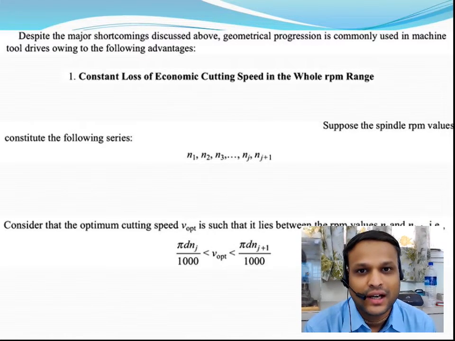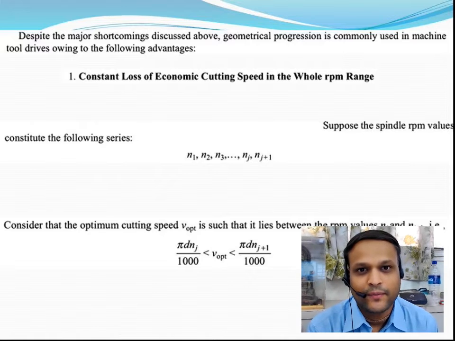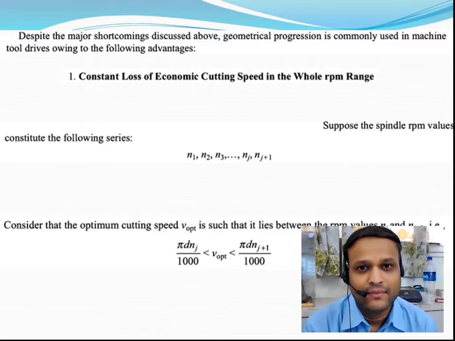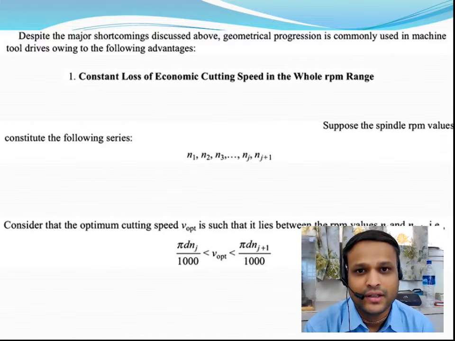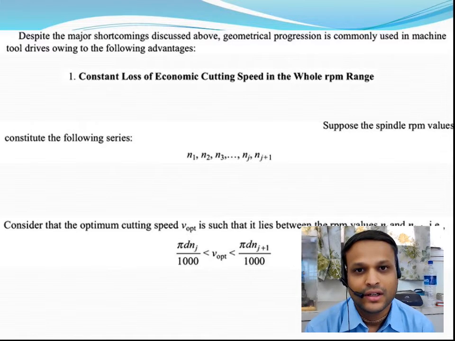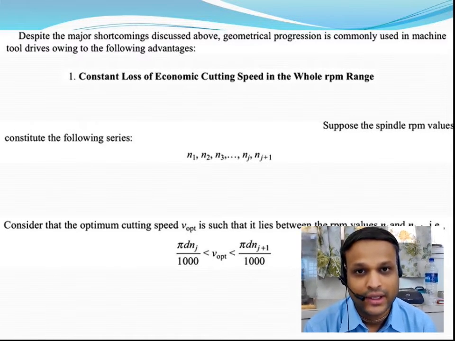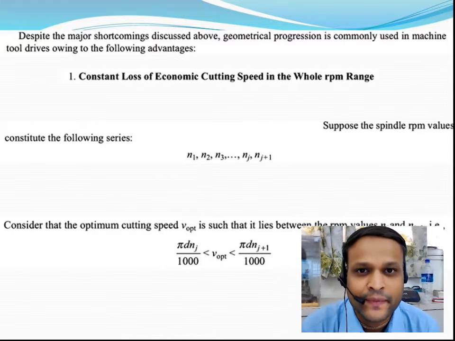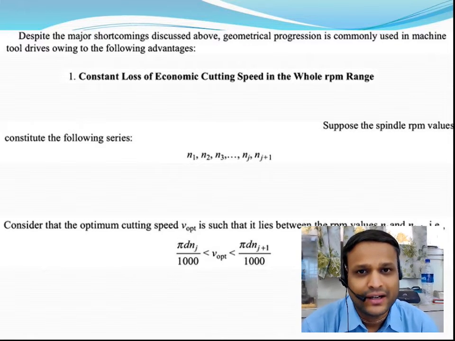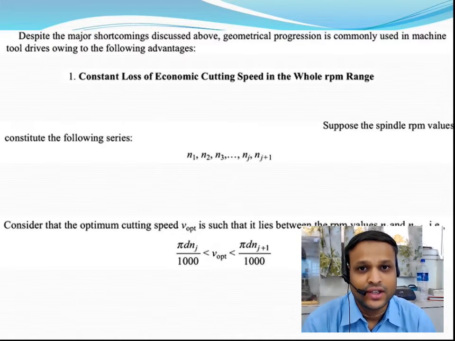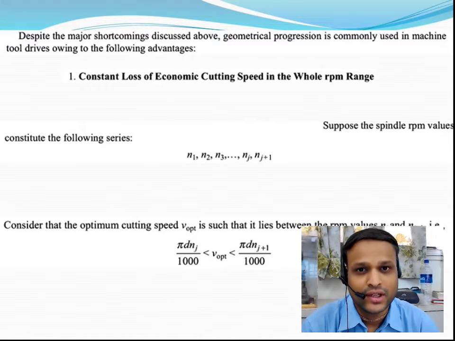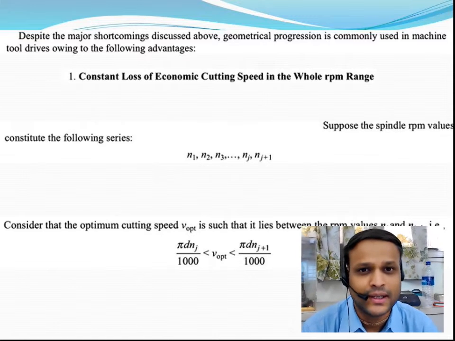In our last class we discussed the different types of progression in which the speeds can be arranged, with the aim that the deviation from the ideal cutting speed should be the minimum. We saw the four progressions: arithmetic, geometric, harmonic, as well as logarithmic. We found that the logarithmic progression gives the best characteristics as far as deviation from the ideal cutting speed goes. So the logarithmic progression gives the minimum deviation from ideal cutting speed.